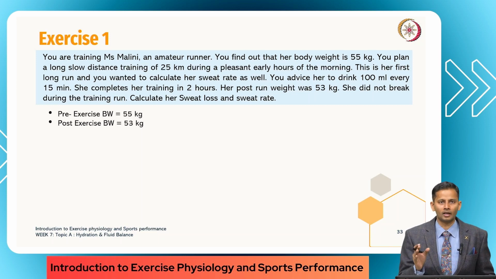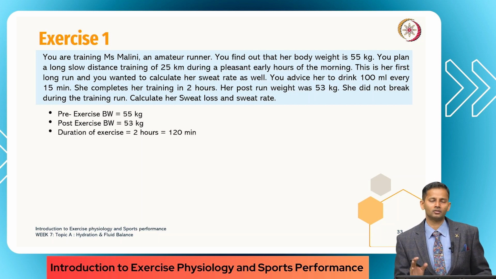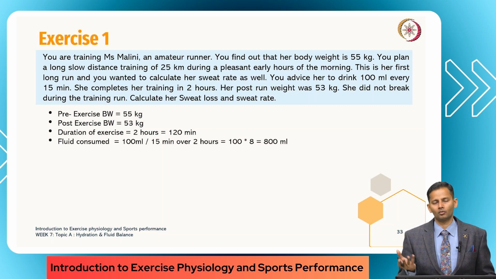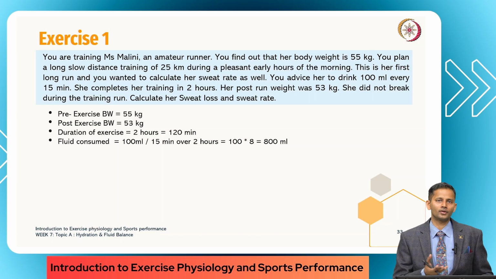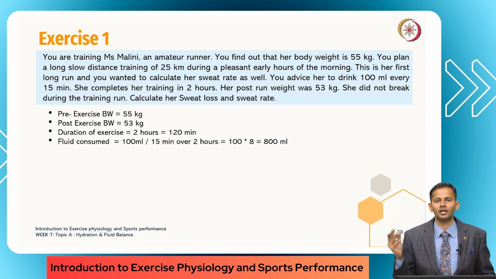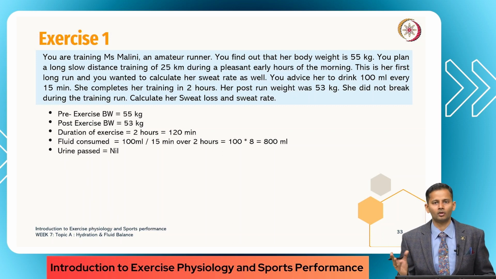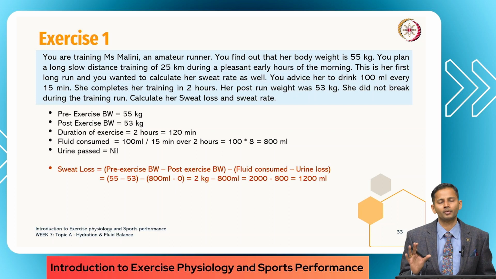After the training it came down to 53 kg, right? And the duration is 2 hours, so 120 minutes. What about the fluid consumed? So you're given 100 ml every 15 minutes over 2 hours, so that becomes 800 ml. She didn't pass any urine, so the urine output is 0 during this particular period.